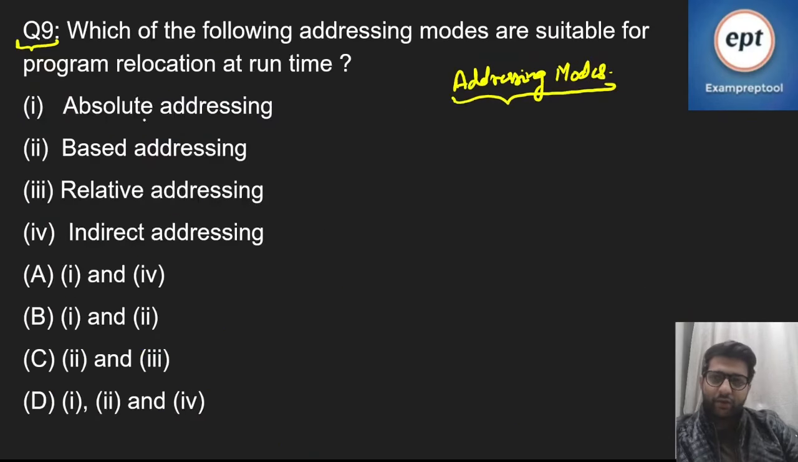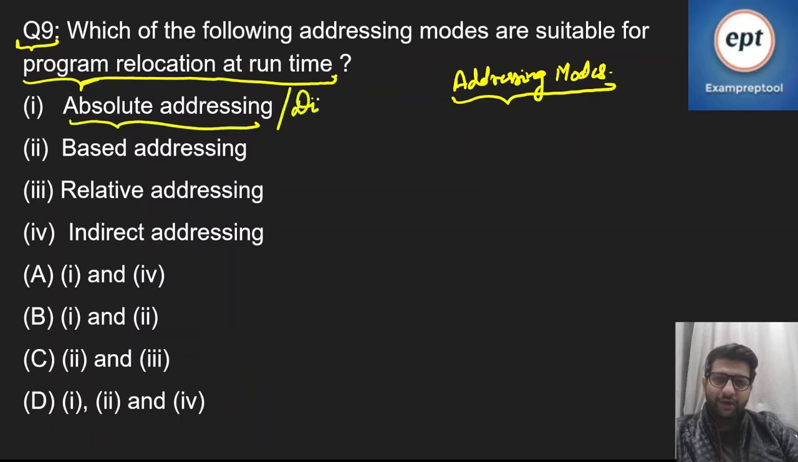Now, question number 9 is asking: which of the following addressing modes are suitable for program relocation at runtime? Program relocation at runtime, right? Option 1 is absolute addressing. So this is another name for what? Direct addressing.